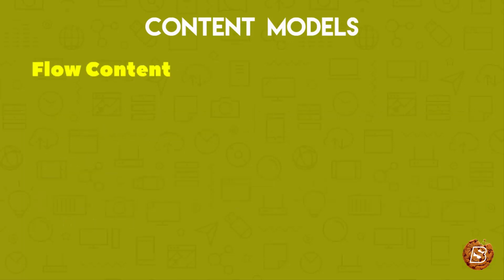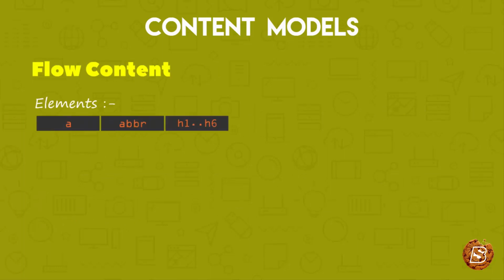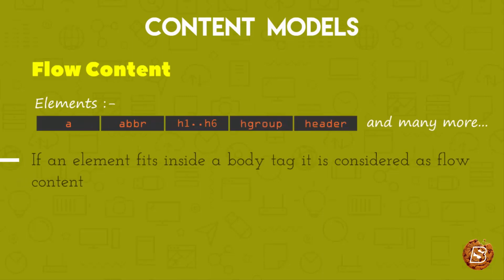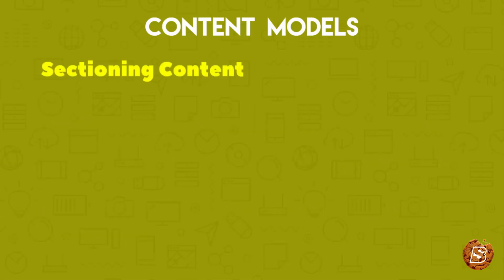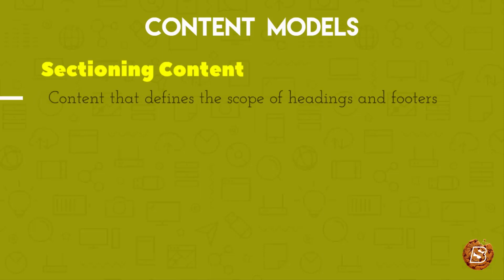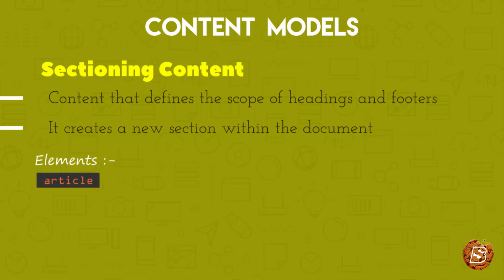Then we have flow content. Elements include anchor tag, abbreviation, header tags, H1 to H6, header group, header, and many more. We can say that if an element fits inside the body tag, then it's considered as a flow content. These are the elements that would be included in the normal flow of the document. Then we have sectioning content. Content that defines the scope of headings and footers. It creates a new section within the document, and elements include article, aside, nav, section.